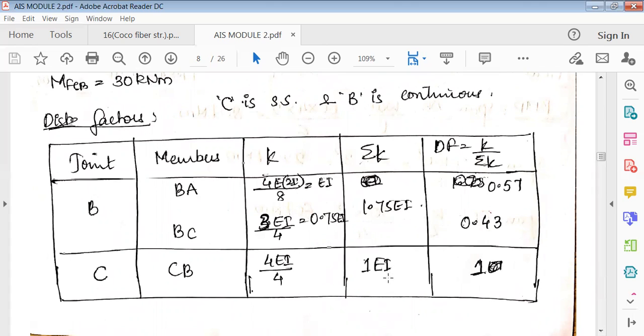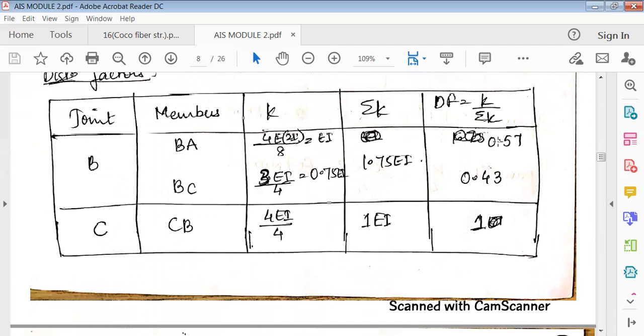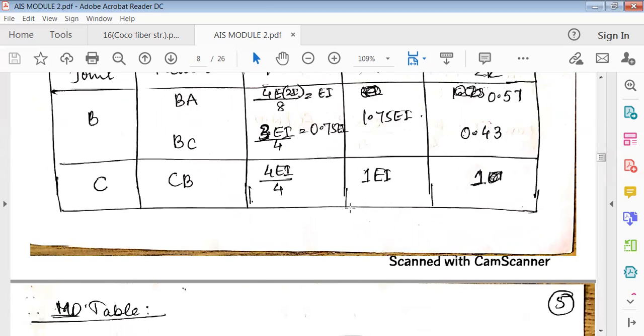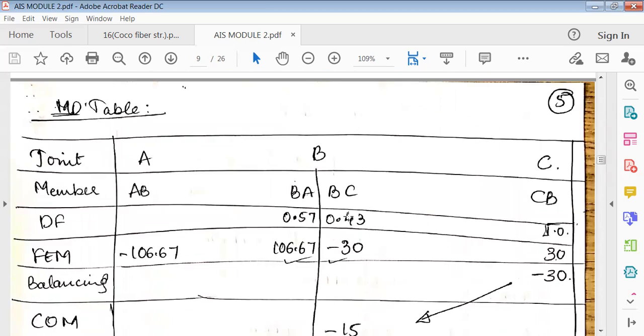So 4 by 4 is 1. So 1 by 1 is 1. Okay. So this is important here, understanding this. Now, when you add both the distribution factors of the members, the sum of all the answers should be equal to 1. Okay. All right. Next is the moment distribution table.